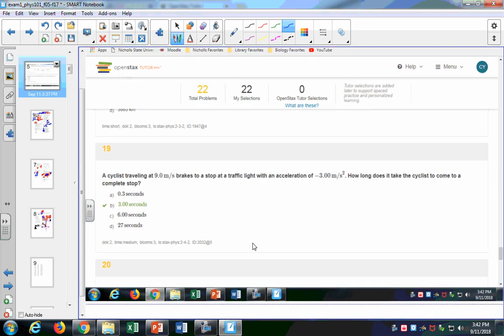Okay, so this one was actually fairly straightforward because it gives you the sign of the acceleration. Usually you'll need to think about what it's doing. Is it slowing down or speeding up? And what is the sign of the acceleration? So he's traveling with an initial speed of 9 meters per second. He's slowing down, so his acceleration is opposite the velocity at 3 meters per second squared. And I want to know the time required for him to come to a complete stop.